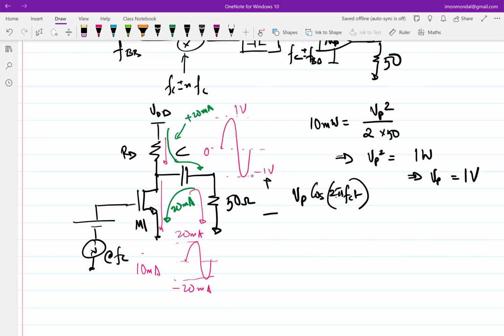What I would like you to do is a very simple analysis: if this is the condition where I have 20 milliamp current flowing at the DC bias, what is the efficiency of this configuration? Again, efficiency means power delivered at the output divided by the total power consumed.